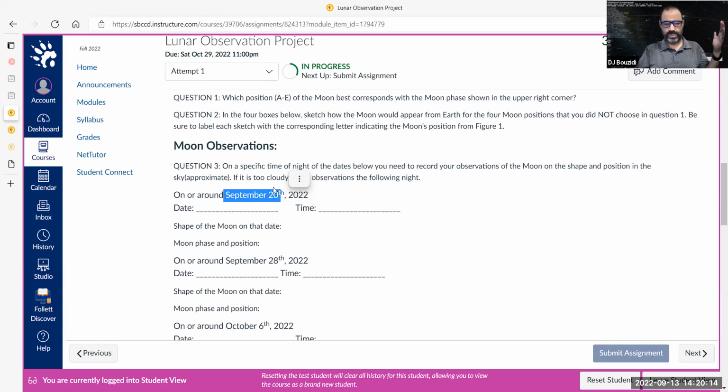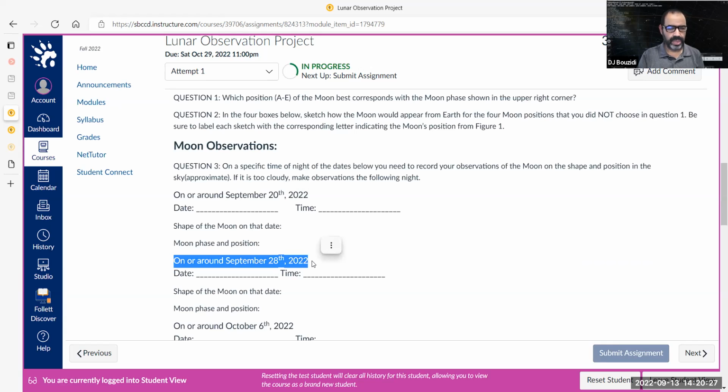Or something when the moon starts to rise. So you're going to use your best judgment to make an observation of the moon on that date. The second observation after that is the 28th. This is what I was talking about earlier: if you wait until the 29th of October, you miss your project, because it starts on the 20th when you have to do your observations.